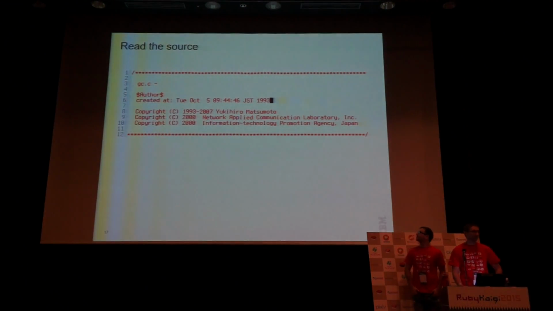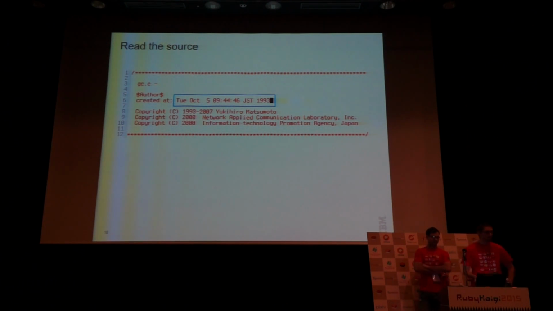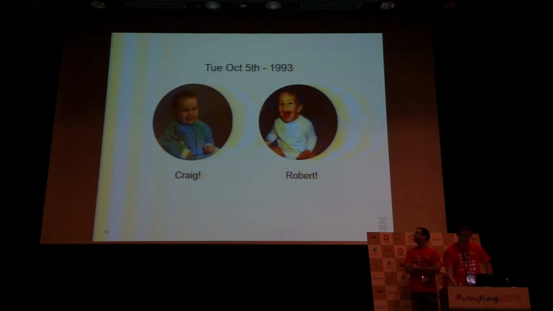So we opened up gc.c, the main C file associated with garbage collection in the Ruby interpreter, and we noticed something interesting at the top of the file in the header. The file was created in 1993. So, Rob, let's think back to us in 1993.